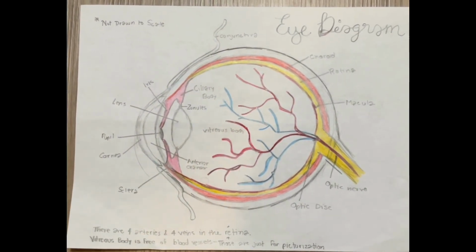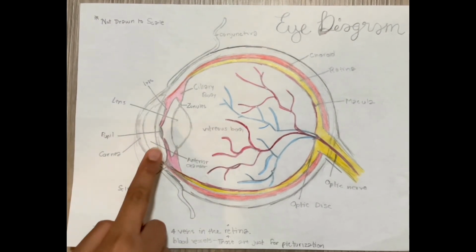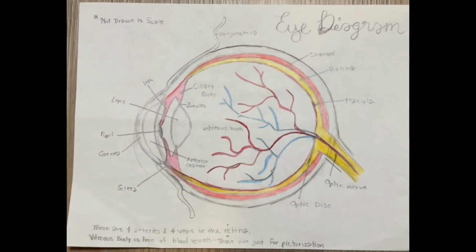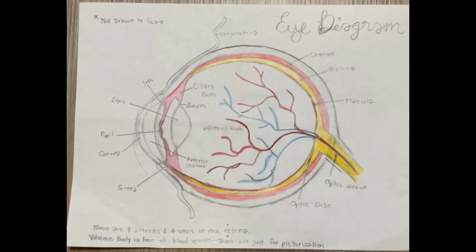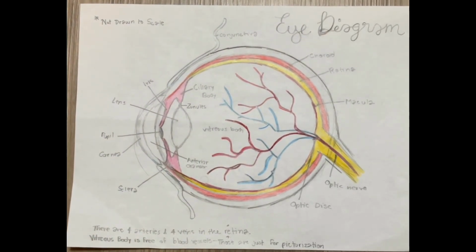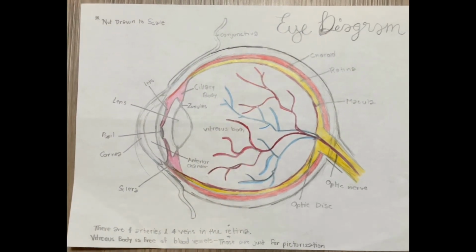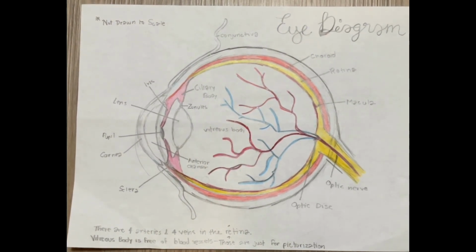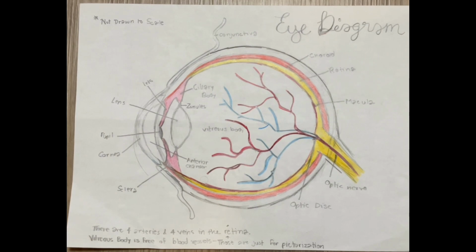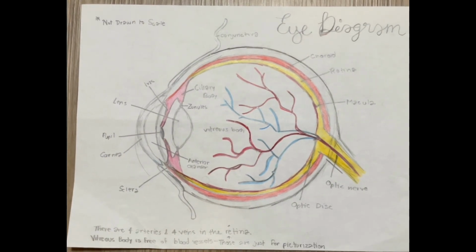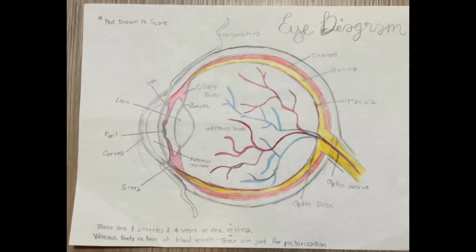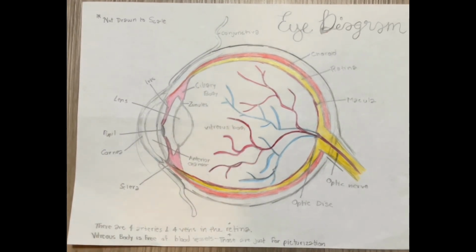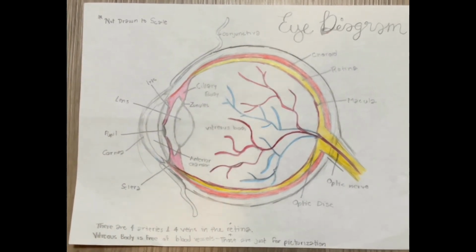So the lens in the eye is located behind the iris and in front of the vitreous body. It is of an ellipsoid shape. It is transparent, flexible, and can change its shape. And its size is 10 into 4 millimeters. The function of the lens is that it focuses the image on the retina. Fun fact, the lens is also avascular.